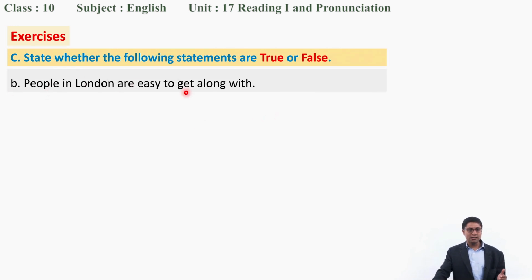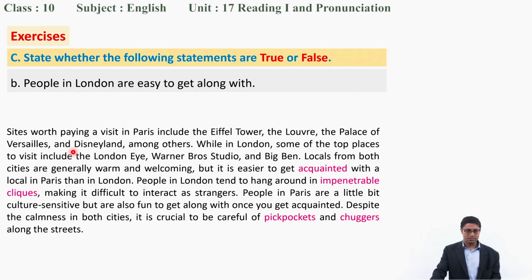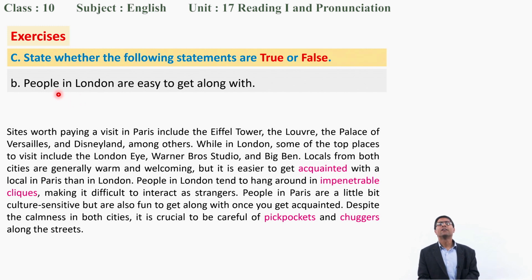Second, people in London are easy to get along with. Is it so? Can we easily get along with the people in London? Let's read this part of the text. It says locals from both cities are generally warm and welcoming, but it is easier to get acquainted with a local in Paris than in London. So what does it say? This means it's not easy. People in London tend to hang around in impenetrable cliques, making it difficult to interact as strangers. This shows that this statement is, very good, a false statement.